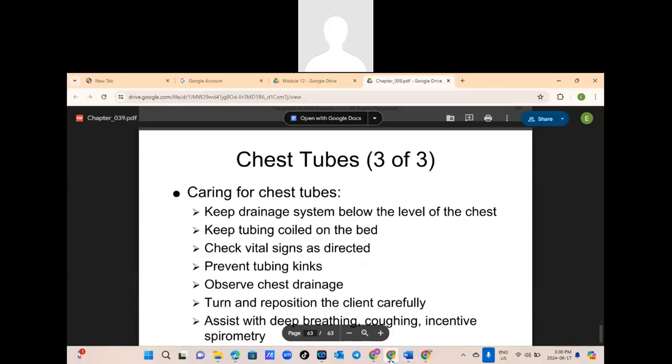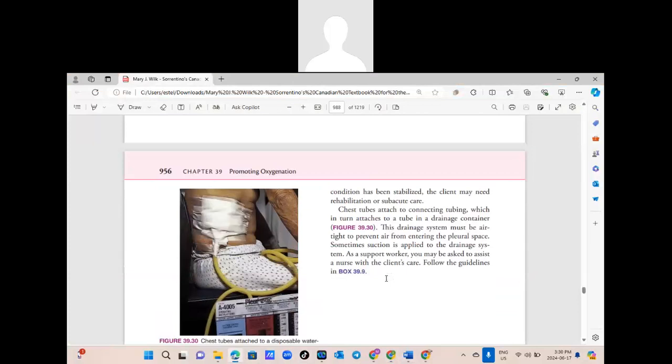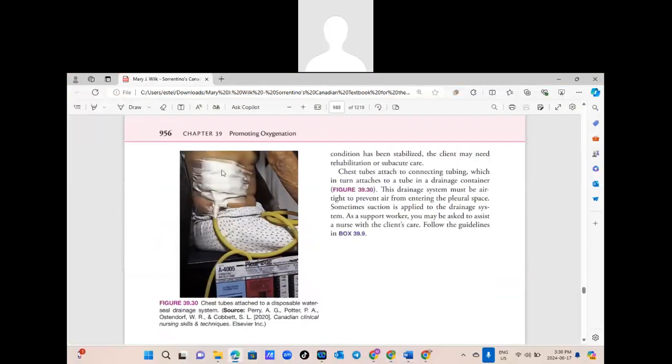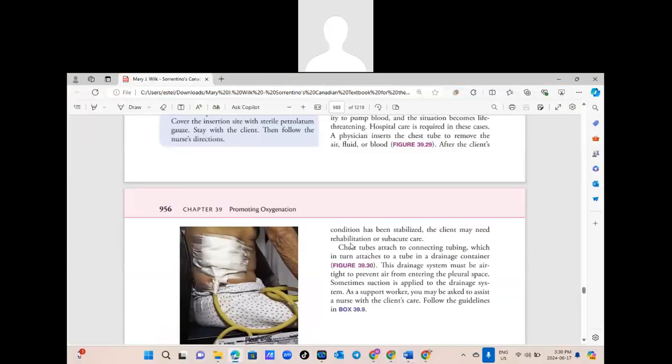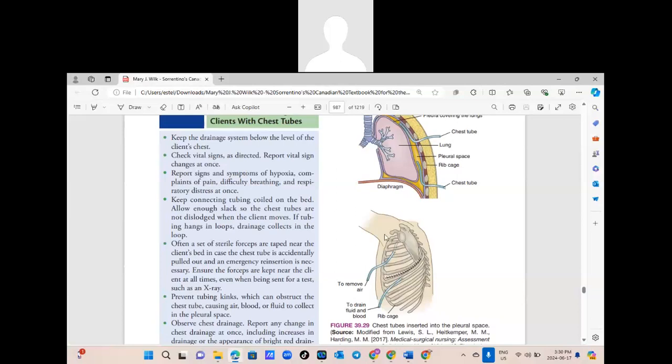Caring for the chest tube. All right, so this is an example of a chest tube. It is attached into the pleural space to remove air, or blood, or maybe pleural effusion. So remove the air to drain fluid. This is the fluid, this is the air, this is the fluid over here.